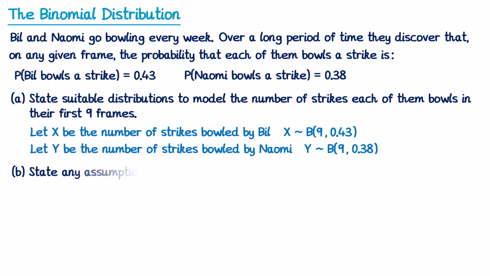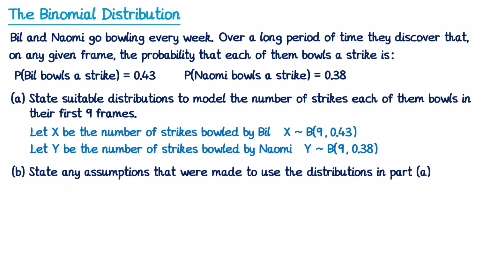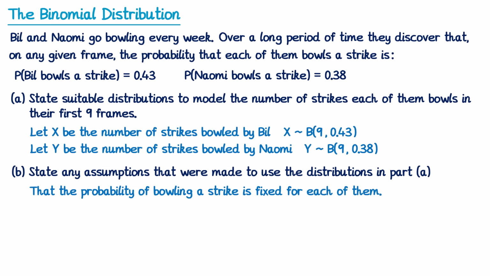In part B, it says to state any assumptions that were made to use the distributions in part A. Now this relates to what we were talking about a moment ago. There are a few different assumptions that we could write down to answer this question. Firstly, we have assumed that the probability of bowling a strike is fixed for each of them. The question does say over a long period of time, which would indicate that there's been lots of bowling going on, in which case these values are fairly reliable. However, people's probabilities may change. They may get better at bowling, and therefore their probability could increase. So we're going to need to make that assumption.